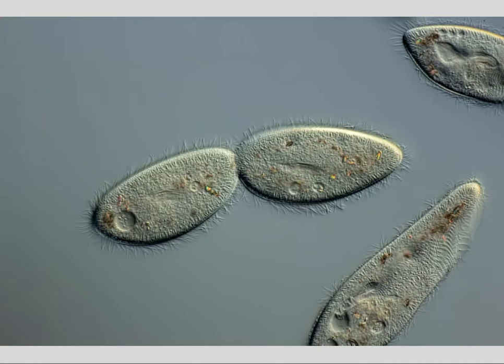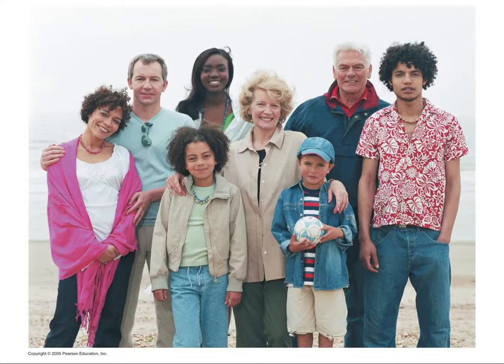Here we see two paramecia. They are just in the process of reproducing, and the two paramecia here are clones. They're exact copies of each other. They have reproduced asexually. You see a human family, and of course humans reproduce sexually, which leads to very diverse traits. So you can see that in this family, none of the organisms are clones of each other. They're each unique and they have their own genetic information.